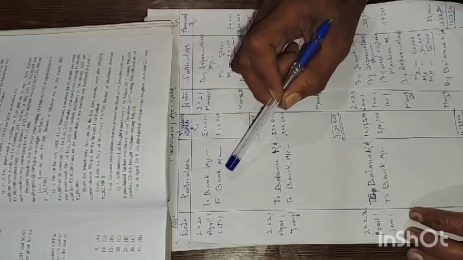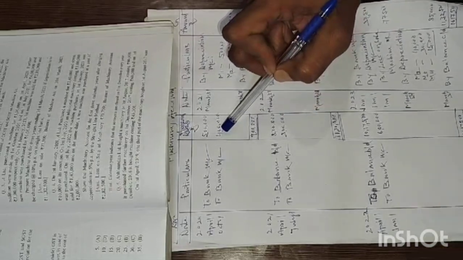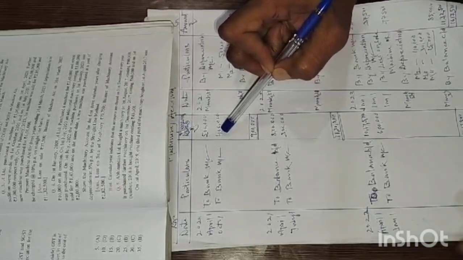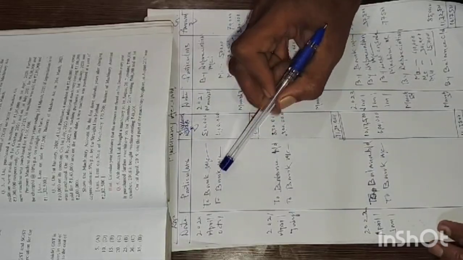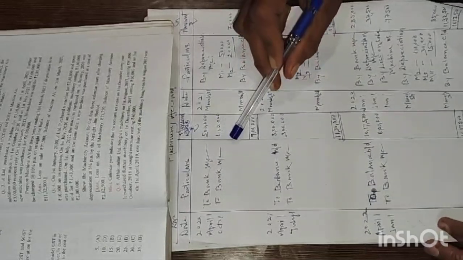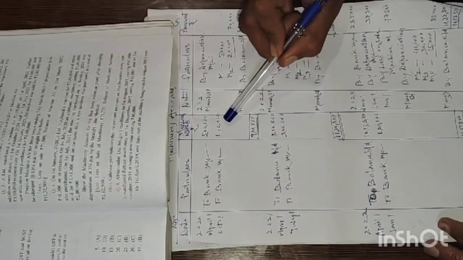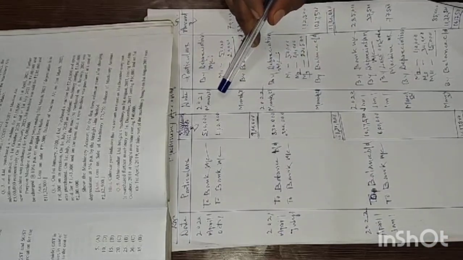In the same year on October 1st, new machinery was purchased for 4 lakh. Again the entry will be machinery account debit to bank account. Machinery is debited, so in the debit side of machinery account we write here 4 lakh.